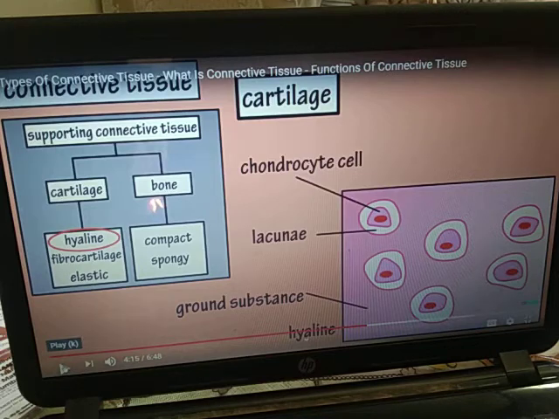Now we'll discuss the supporting connective tissue. So supporting connective tissue is also of two types. One is cartilage and another is bone. In cartilage we have hyaline, fibrocartilage, and elastic, and in bone it is the compact and spongy.